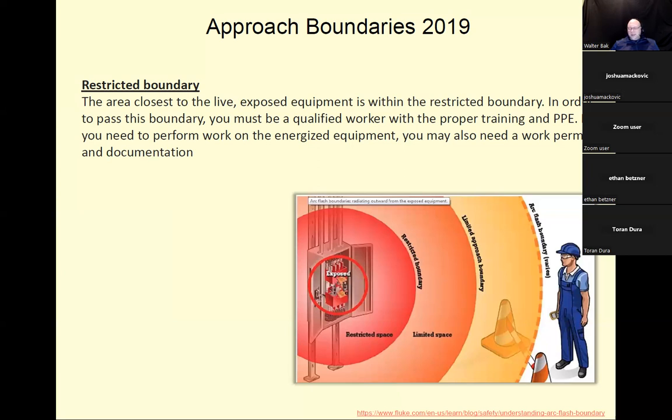But I also want you to know that the boundaries exist. And they talk about how close you can come to live energized equipment. And that has to do with arc flash protection, or eliminating your exposure to a potential arc flash.